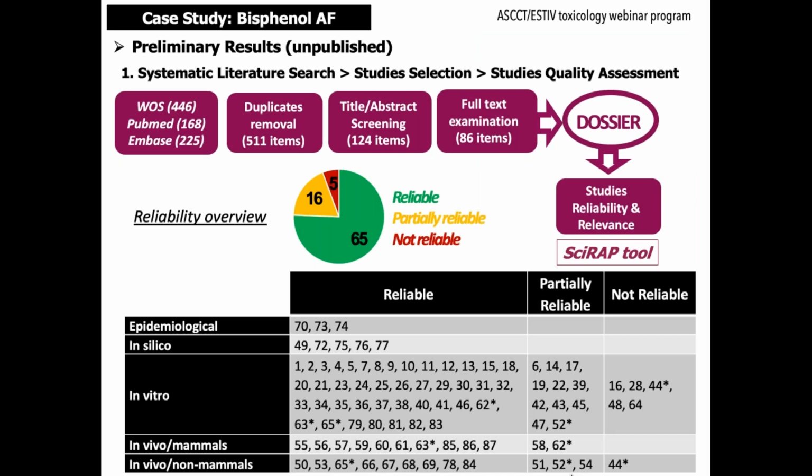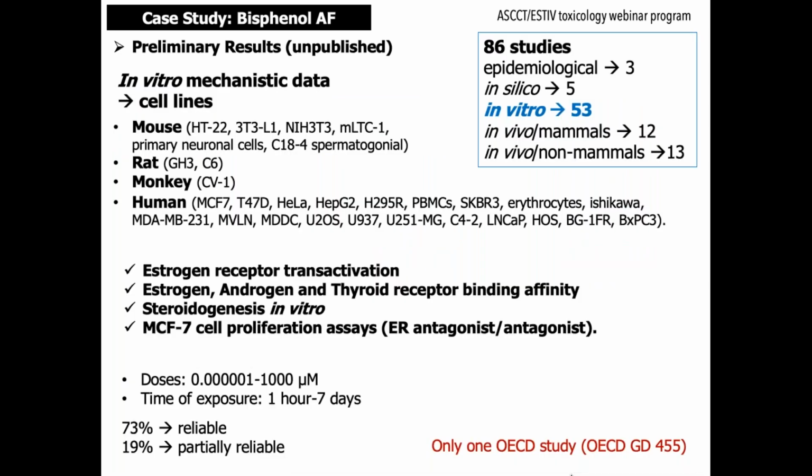And it's easy to see here that more than half of the studies were in vitro studies. In fact, we got exactly 53 in vitro studies from the 86 in the dossier. And these studies were performed in several cell lines from mouse, rat, monkey, and mainly human, providing in vitro mechanistic data by different assays. For example, estrogen receptor transactivation, estrogen, androgen, and thyroid receptor binding affinity, or steroidogenesis in vitro. And it should be mentioned that only one of these 53 studies was based on an OECD guideline.